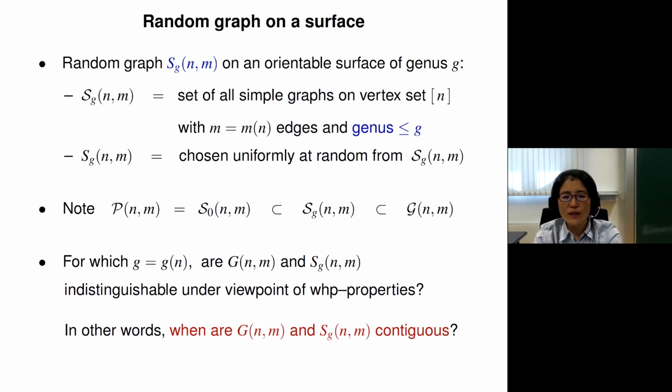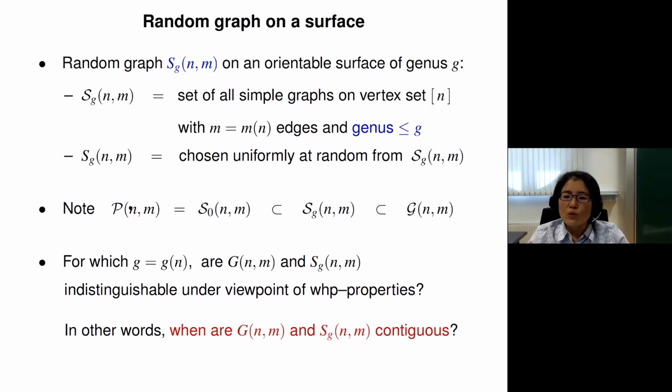And S_g(n, M) will be a graph chosen uniformly at random from the class. And trivially, P(n, M), the class of planar graphs, is the case when the genus is 0, and this is included in the graphs with genus at most g. And of course, this is a subclass of all graphs without any constraints.